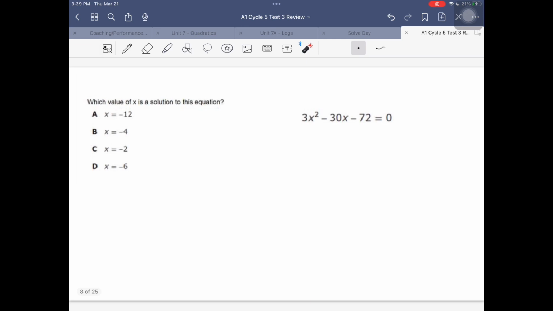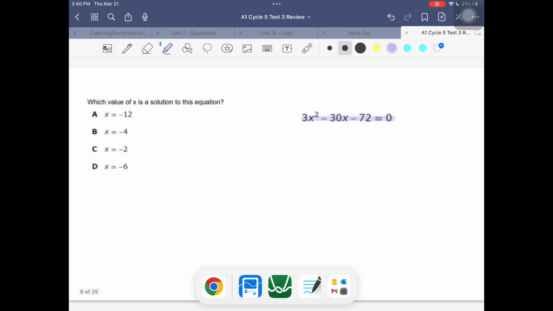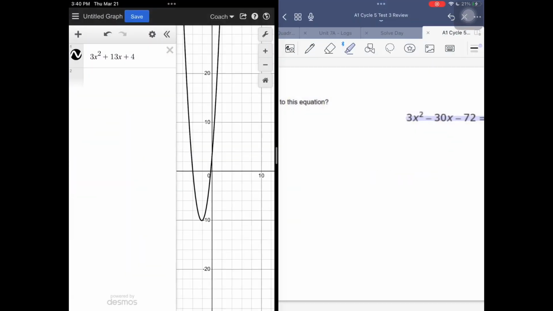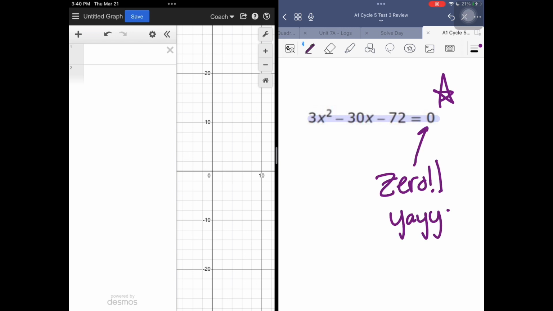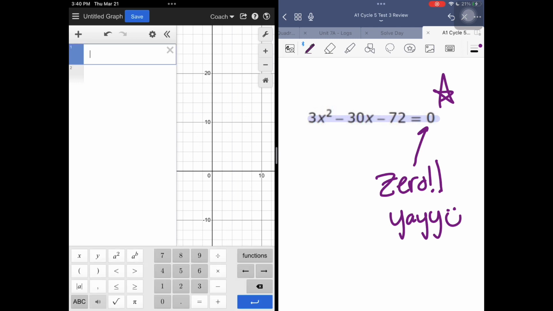Okay, here's another one. Bingo! Look, this one's already set equal to 0. We already did one by hand. This one's going to be a huge number because if I did X games, it's going to be super big. So I'm going to come over here and it's set equal to 0, which is fantastic. There is a 0 here. So I'm going to put in 3x squared minus 30x minus 72.